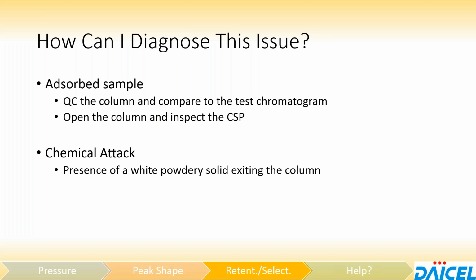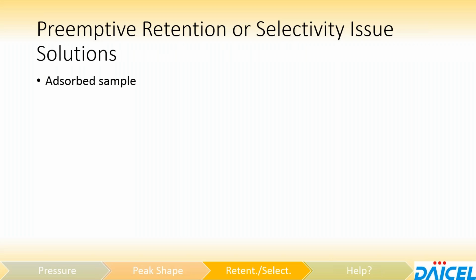And then for chemical attack, oftentimes with incompatible solvents or too high or too low pH, you will actually end up seeing some kind of a white powdery solid exiting the column. That's either the silica gel that has degraded and is now coming out, or it's the polymer that has eluted and been dissolved off the surface of the silica gel. And that is one of those issues that is unique to our chiral columns, something that you should be very, very aware of. I'll talk about solving compatibility in a couple of slides, but that is how it will manifest itself.